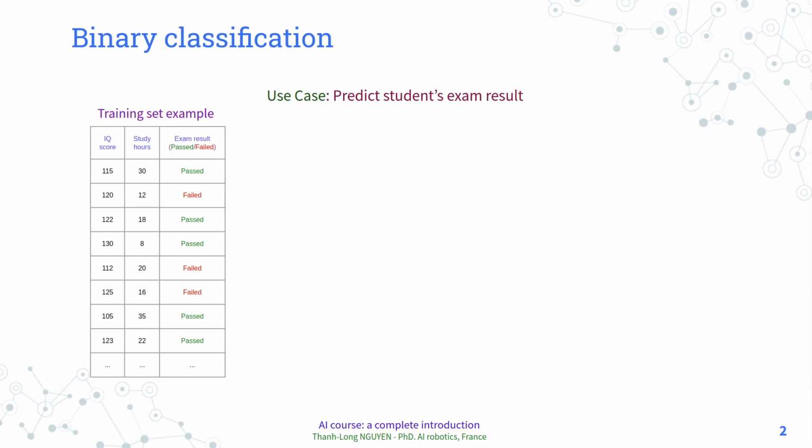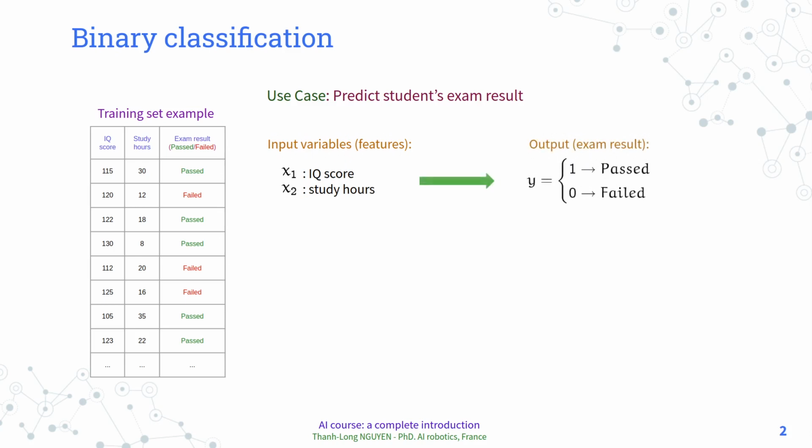Actually, this is just an example dataset, okay? Now, let x1 and x2 denote the input variables of IQ score and study hours respectively. Then, what we expect on the output is that if the exam result is classified or predicted as passed, then we output 1. Otherwise, we output 0. As you see, this problem considers only discrete outputs. It's different from continuous outputs in the linear regression problem that you have learned previously.